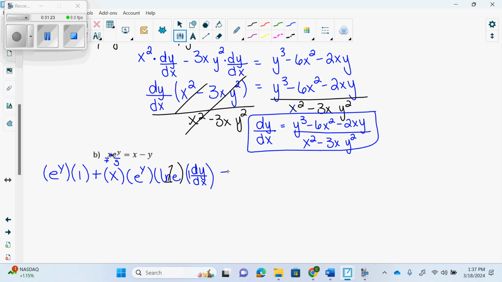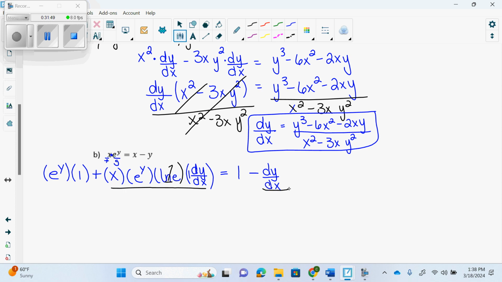Equals, what's the derivative of x? 1. Minus, what's the derivative of minus y? Minus 1 dy over dx, and I'm just not going to write the 1. So there's two terms, this term here and this term here, that have dy dx's. They need to move to one side, and the other terms to the other.